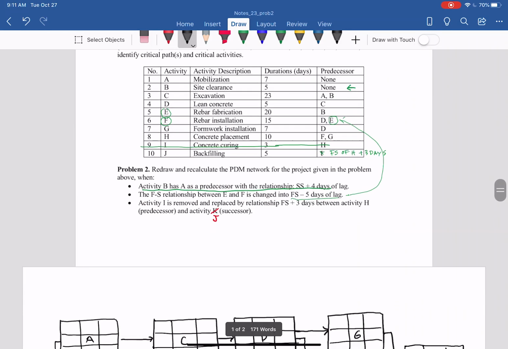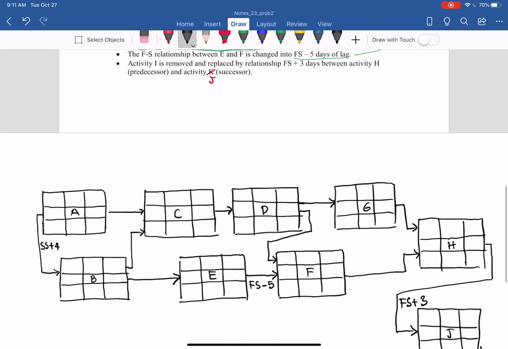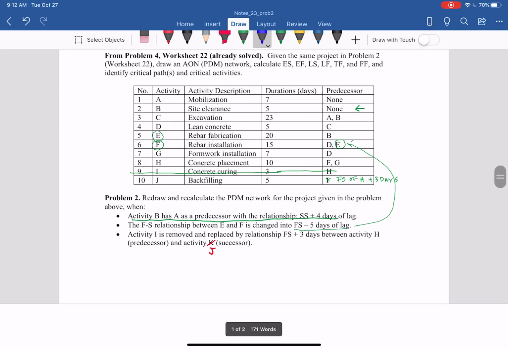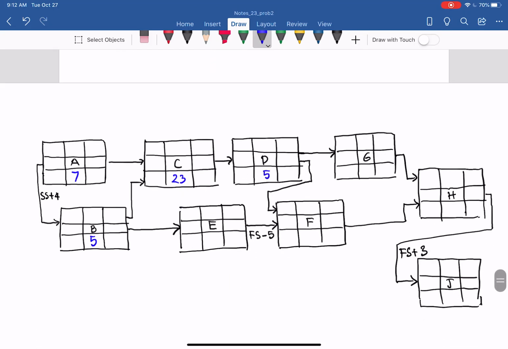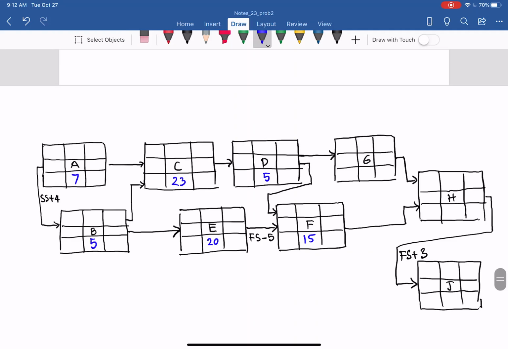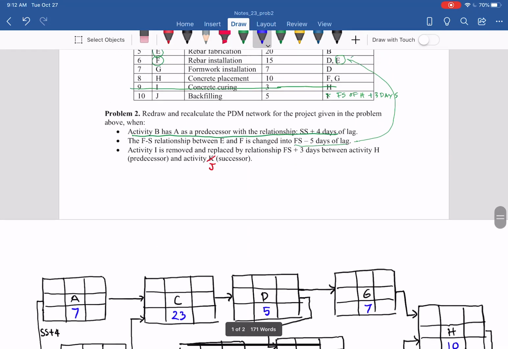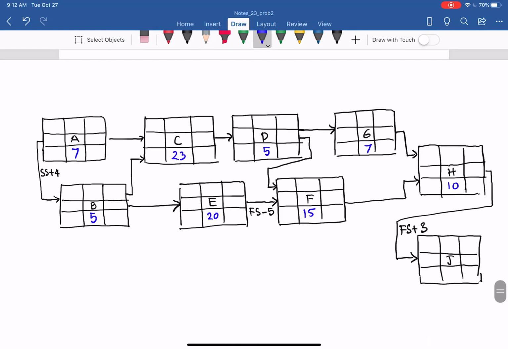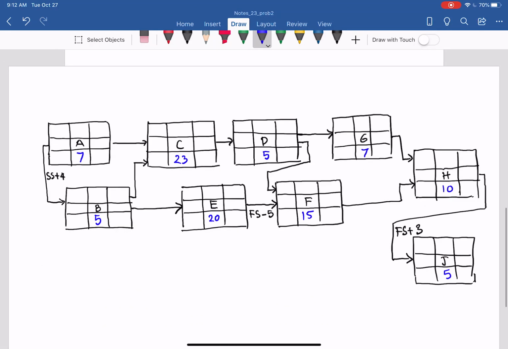Now we put in the durations and calculate. So A is 7, B is 5, C is 23, D is 5, E is 20, F is 15, G is 7, H is 10, and J is 5 days. So from that, we can start to do the calculation.